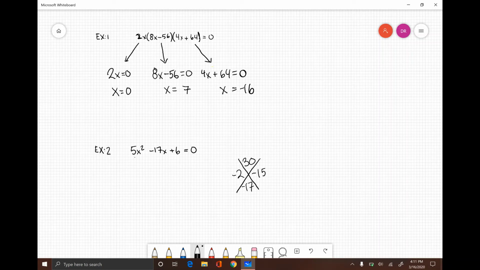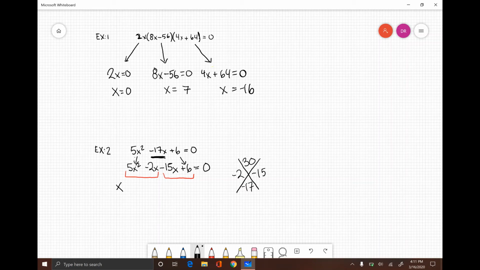So those two numbers are the decomposition terms for this negative 17, which means we can rewrite this as negative 2x minus 15x, because if you add those two terms together, they give that negative 17x. And then we just bring down the positive 6 and the 5x squared along with the equal sign and the 0. Now, the next step can be kind of tricky. You want to factor the greatest common factors between the first two terms and the last two terms. The greatest common factor between the first two terms is just the x.